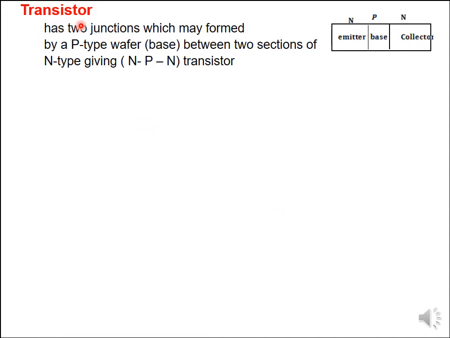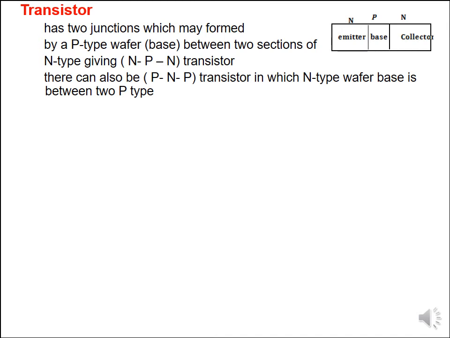A transistor has two junctions, which may be formed by a P-type wafer, the base, between two sections of N-type, giving an NPN transistor. So I have the base, which we call the wafer, which is P-type, between two sections of N-type crystals, which are the emitter and the collector.